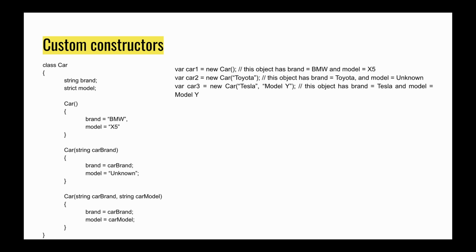The first constructor will initialize the instance and assign default values to the fields. The second constructor expects us to pass the brand to it, and it has the car brand parameter that will hold our value. In the third constructor, we expect the car brand and model to be passed to us in the car brand and car model parameters, and we assign them to the brand and model object fields.